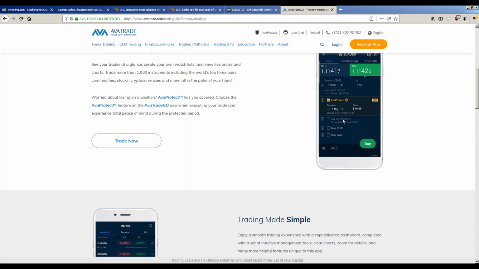You don't have to know the technical names for pending orders. You just tell it where you want it to buy from, where you want it to sell from, and it does it for you. It makes it a buy stop if you say I want to buy from a higher price. It makes it a buy limit if you program it to buy from a lower price. You don't have to know what those are called like you do on the MT4 platform. So it simplifies things for you on the AvaTrade Go app.